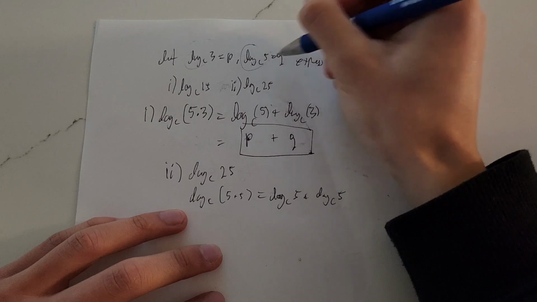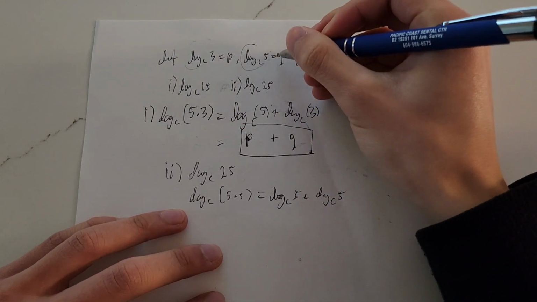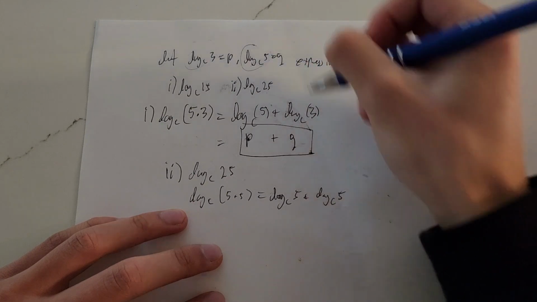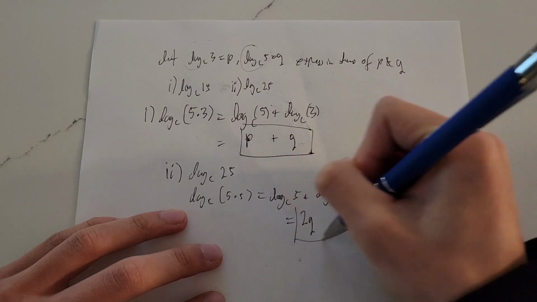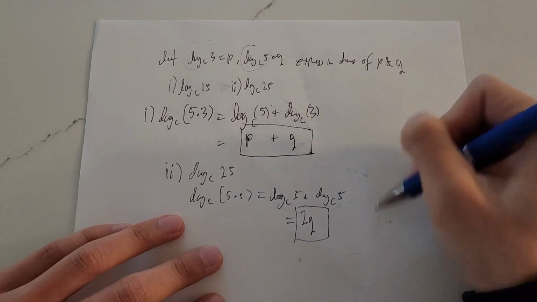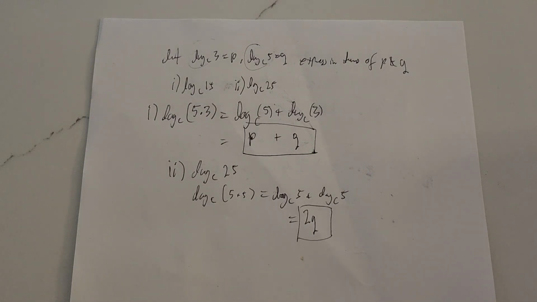And since we have two of these logarithms, each equal to q, therefore, since we have two of them, that is now equal to 2q. And this is our final answer. So that is part A completed.